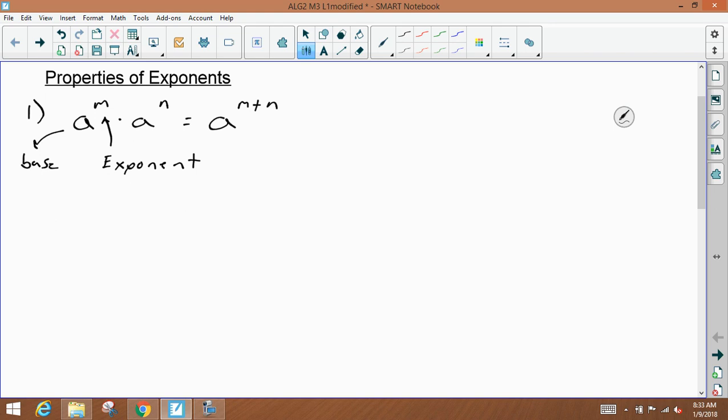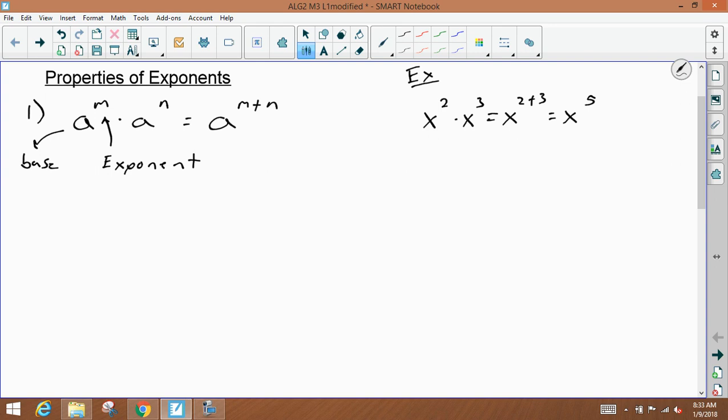So for each one of these properties, I will also give you a corresponding example. For example, with this one, if I have x to the second power times x to the third power, this is going to be equal to x to the 2 plus 3 power, same thing as x to the fifth, right? You guys have used this property before. It's probably just a refresher from Algebra 1, but it's good to get a refresher.